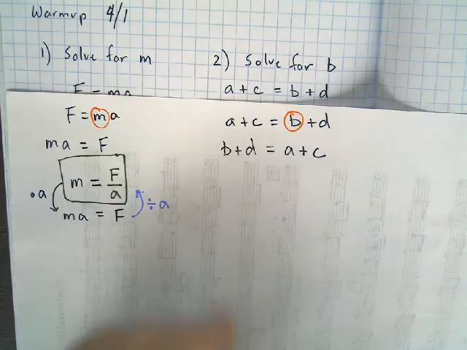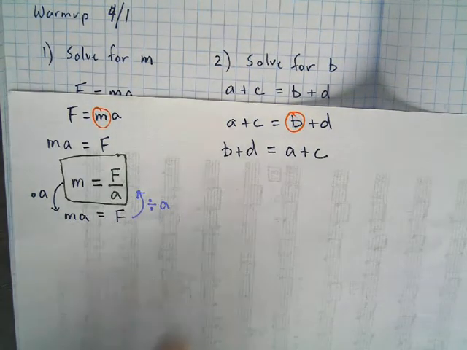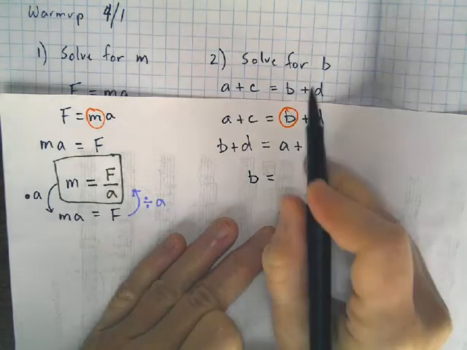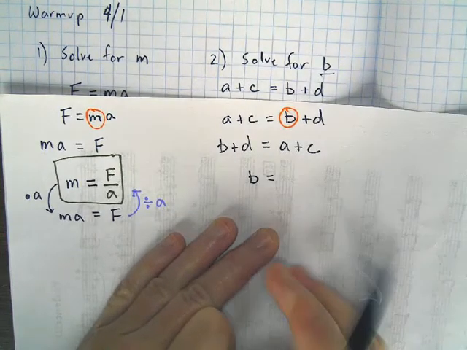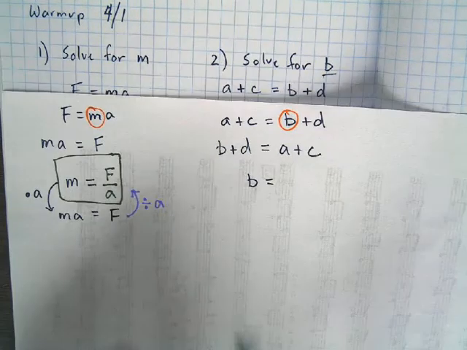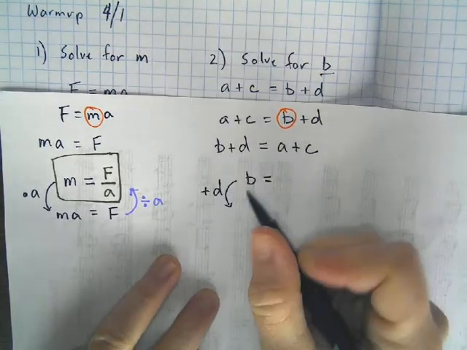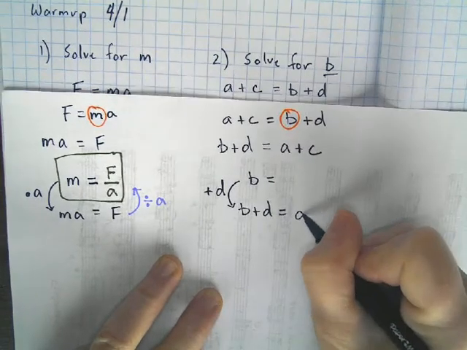All right, now I'm ready to deconstruct. So I'm trying to solve for the b. So I want to end up with b equals. I'm solving for b, see right there, so I'm going to end up with b equals. What's happening to the b? It's being added by d. So what do I see? I see added by d, so that's b plus d equals a plus c.